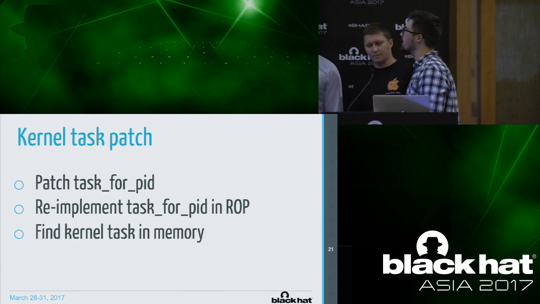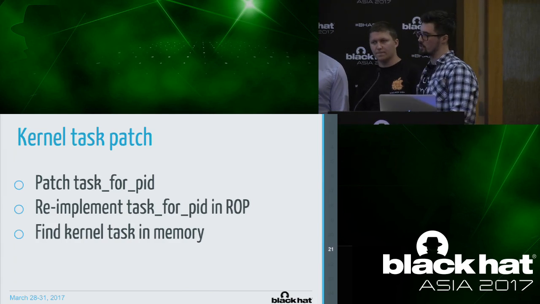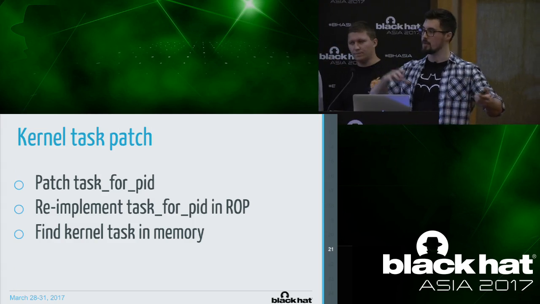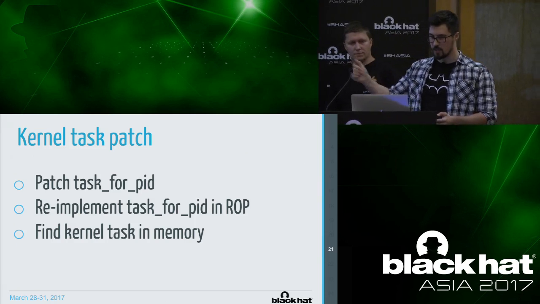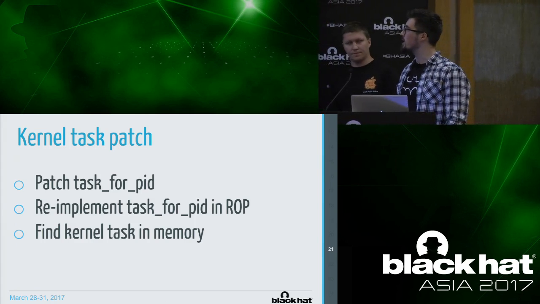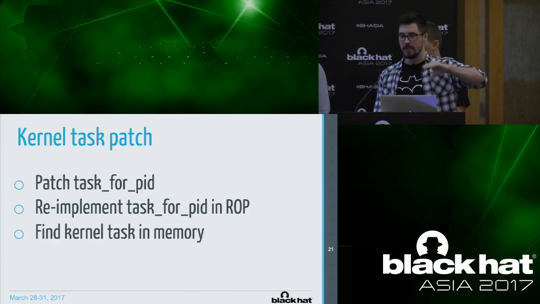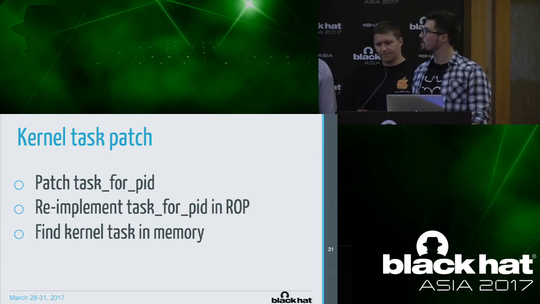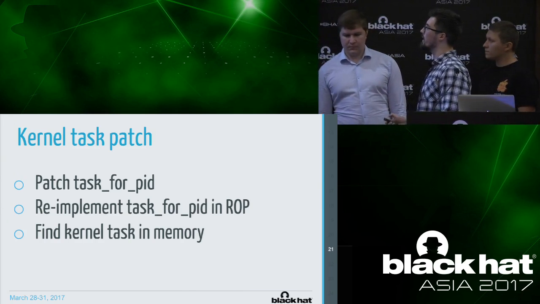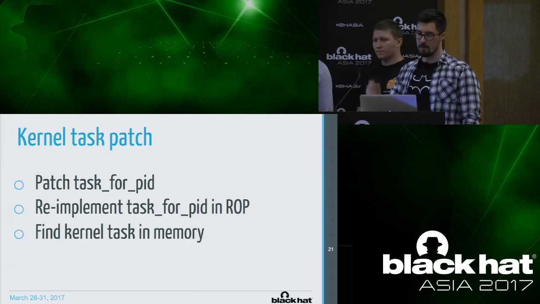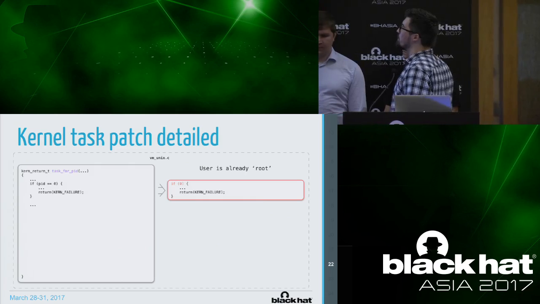So what are the possible ways to export the kernel task port? First of all, there is a function called task_for_pid, which basically returns the task port for the PID of interest. And of course, there are checks to make sure we cannot export the kernel task. So we can patch this one. We can even re-implement task_for_pid in ROP. The basic idea is to implement only the functionality we need and skip the checks. It may not be that trivial. And if there are no other ways, we can always find the kernel task port in memory and export it.